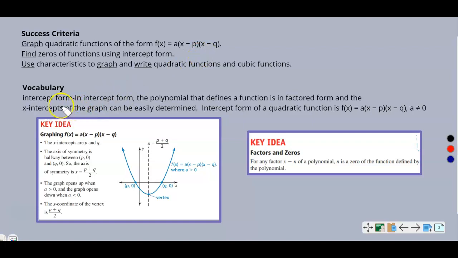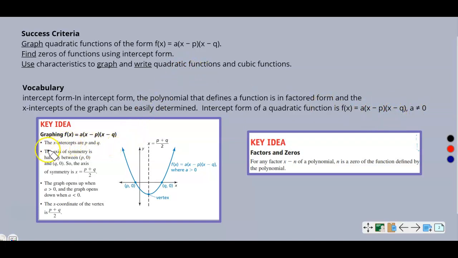All right, vocabulary, intercept form. In intercept form, a polynomial that defines a function is in factored form and the x-intercepts of the graph can be easily determined. Intercept form of a quadratic function is f of x equals a times x minus p, one factor, and x minus q, your other factor. A is not equal to 0 or you do not have a quadratic equation.